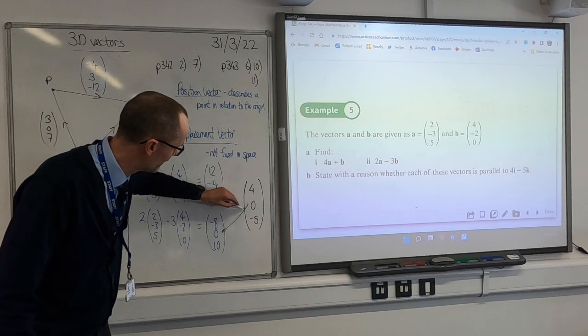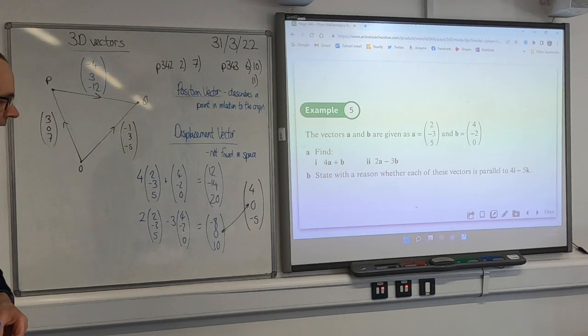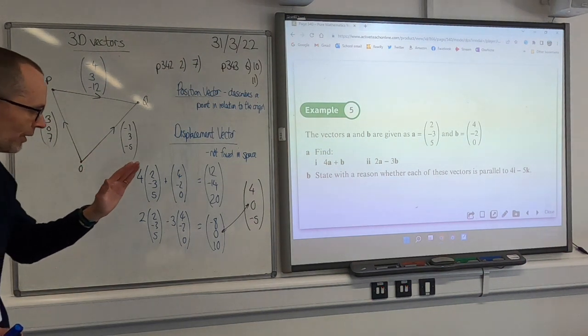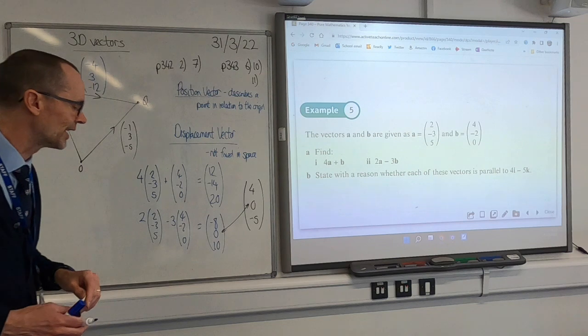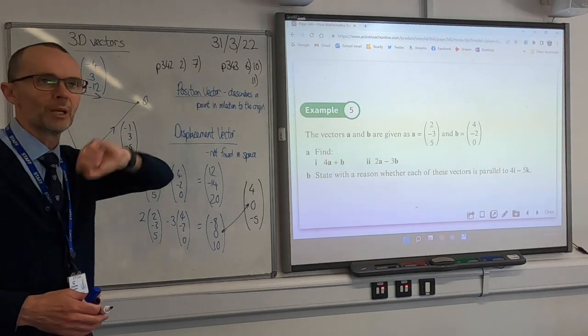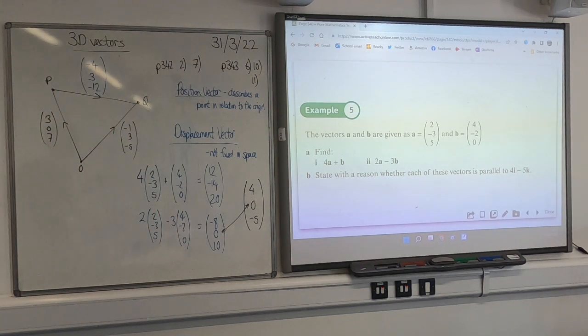These two are parallel because one is a multiple of the other. Each of the numbers, the x, the y, and the z numbers are multiplied by the same thing. Going this way, you're multiplying by -1/2. Going this way, you're multiplying by -2. But they are parallel because one is a multiple of the other.